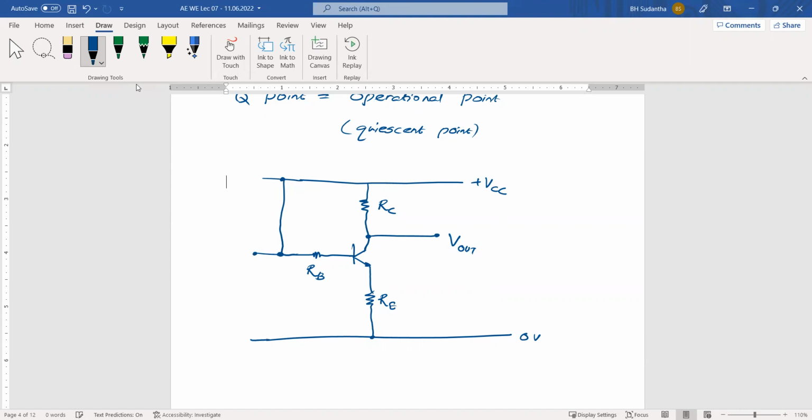Now this is your input voltage. This input voltage can be amplified by the transistor, and we can take the output from this terminal, the collector terminal.